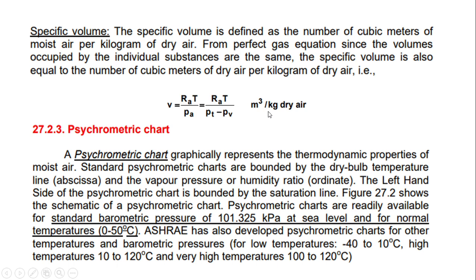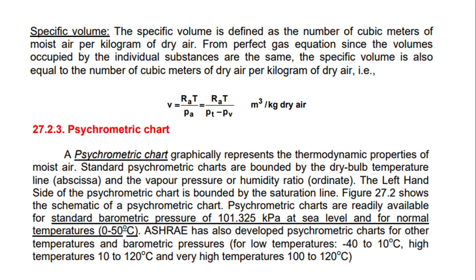Okay, so we have seen the properties such as dry bulb temperature, wet bulb temperature, dew point temperature, specific humidity, humidity ratio, relative humidity, and then enthalpy. Next we are going to see how these properties are graphically represented and how they are associated. This graphical representation of the psychrometric properties in a graph, we call it a psychrometric chart.